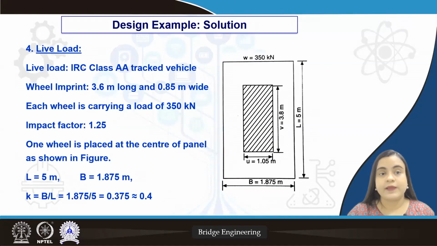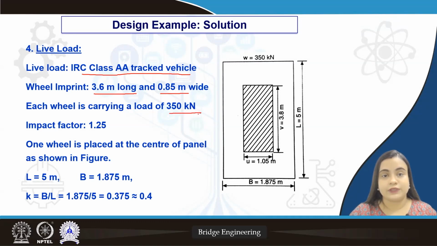The next step will be calculation of the live load for the deck slab. Now the live load is given to be IRC class AA tracked vehicle, which has a wheel imprint dimension of 3.6 meter times 0.85 meter. Each of the wheels exerts a loading of 350 kilonewton and the impact factor is 1.25. So if we place a single wheel at the center of the panel of the deck slab, then we can easily compute that K equals 0.4, that we have already computed.